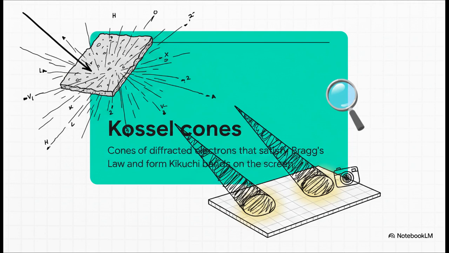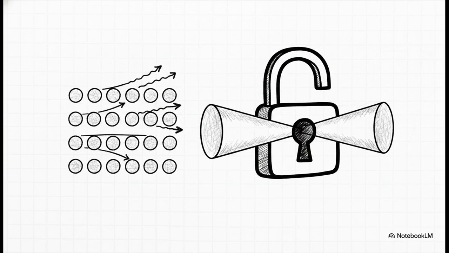But the ones that satisfy a very specific physical rule are diffracted into these 3D cone-like structures called Kossel cones. And when these 3D cones intersect with our flat 2D phosphor screen, boom, they create these characteristic glowing bands, the Kikuchi lines, that the camera is actually looking for. And the absolute gatekeeper rule governing all of this, that would be Bragg's law.